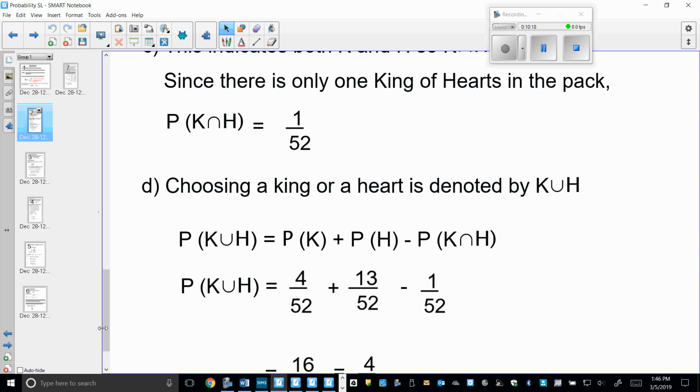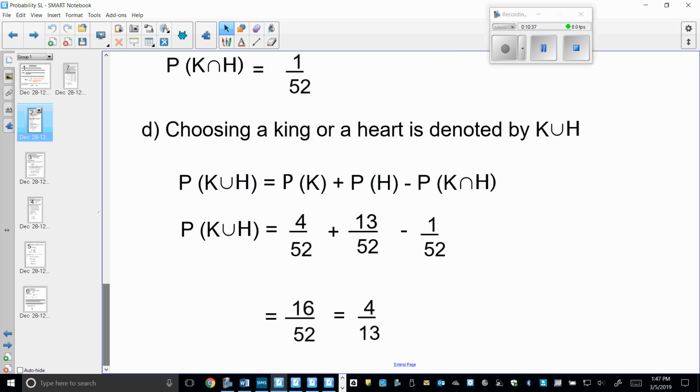So we'd have 4 over 52 plus 13 over 52 minus 1 over 52. In these questions, the fact that we haven't reduced them is actually making our life a lot easier, because they're fractions, and we know that when we're adding and subtracting, we need to have the same denominator anyway. So just be aware, don't always rush to reduce them if you're working with fractions. And we get 16 over 52, or 4 over 13.